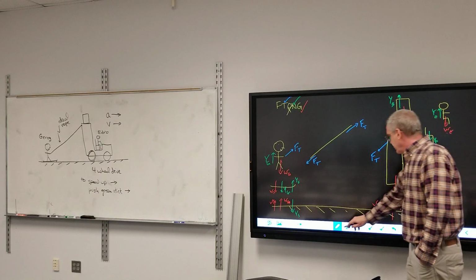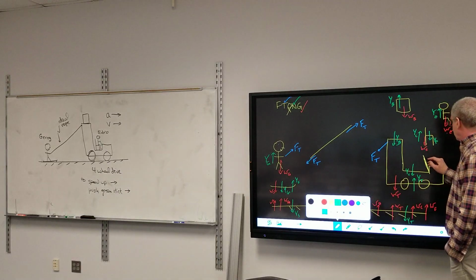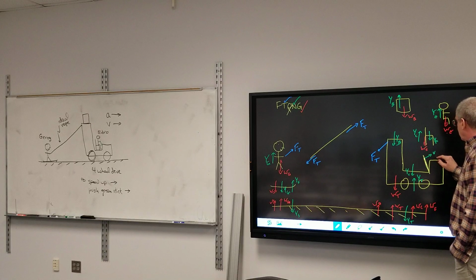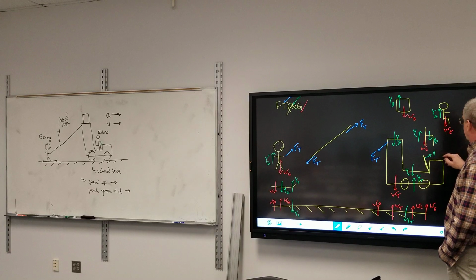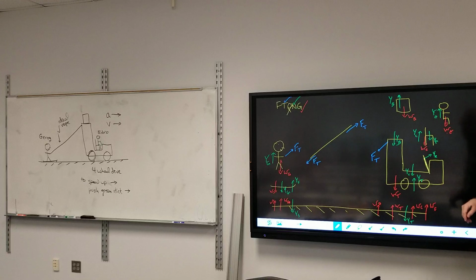So normal is still in green, just to stick with the convention. Y sub. Am I using R for anything? No. And the other part of that, Y sub R. Now, I did comment that he is pushing straight to the right, but I don't have a force to the right yet. There is another force involved.